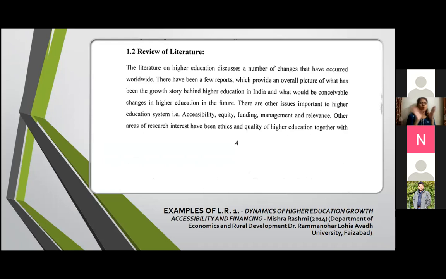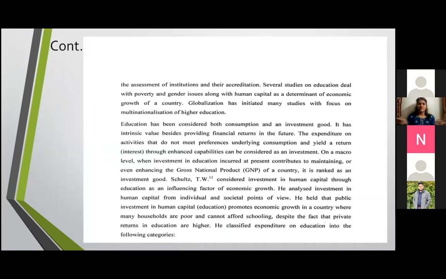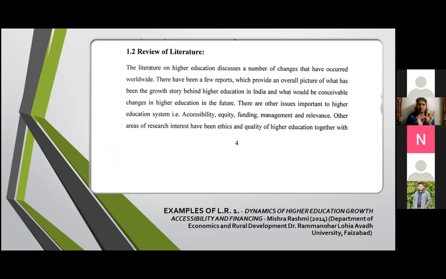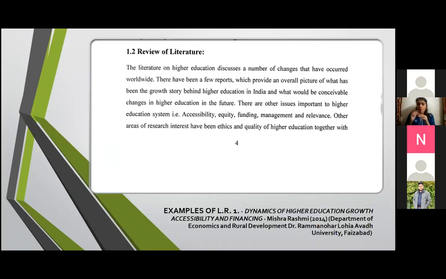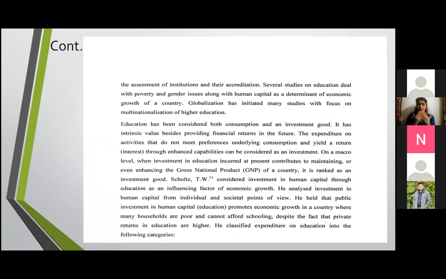Okay, so different researchers use different styles to actually write this literature review. The style that Mishra has adopted here is, she has framed it in such a way that she's discussing what is happening in higher education, what are the dynamics of it, and while she's discussing it, she's actually reviewing the literature as well.